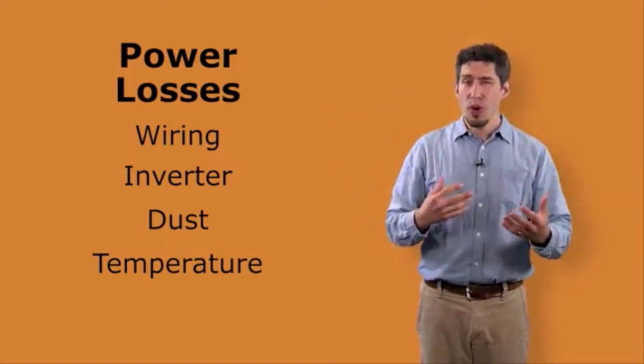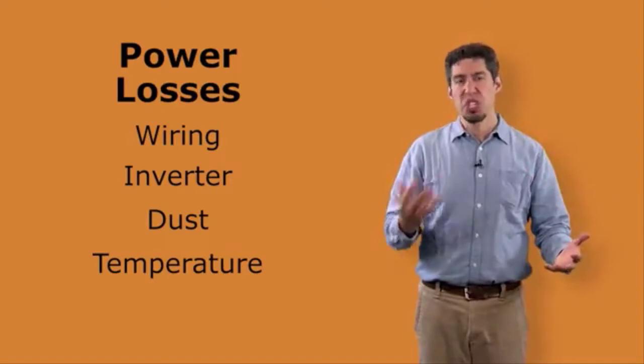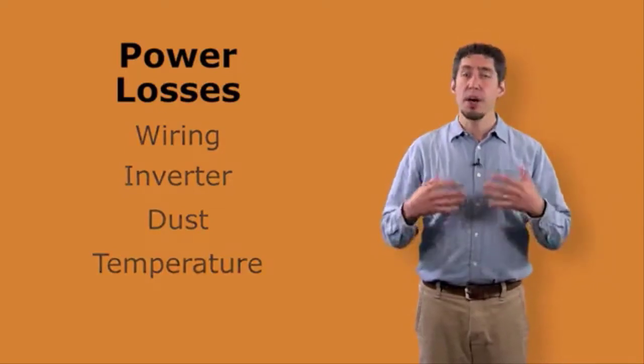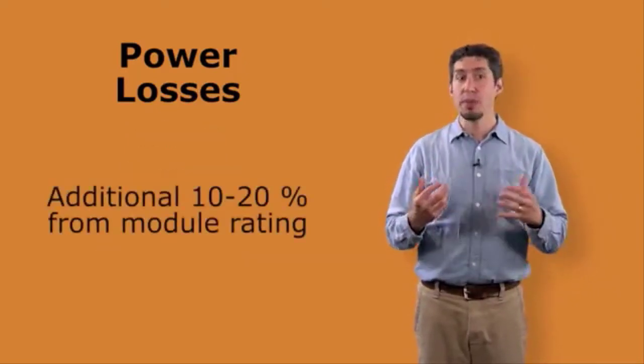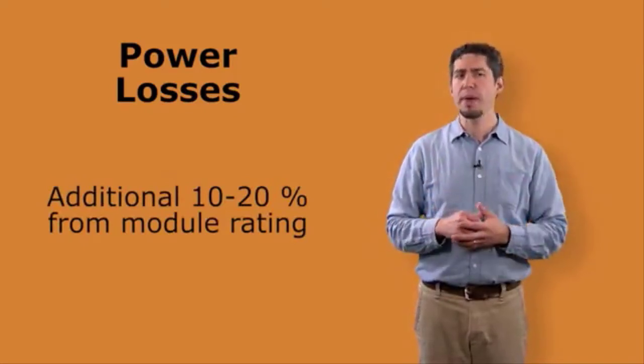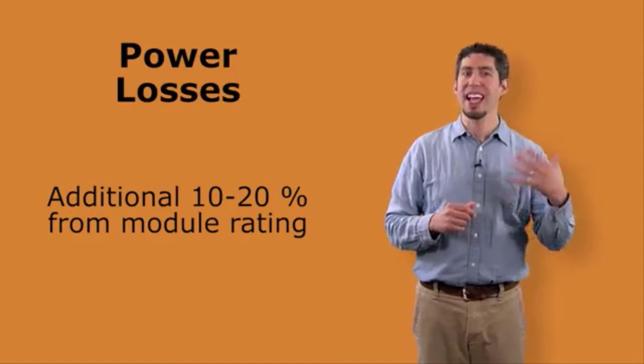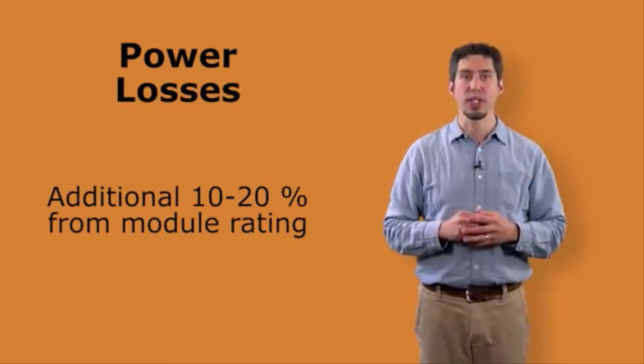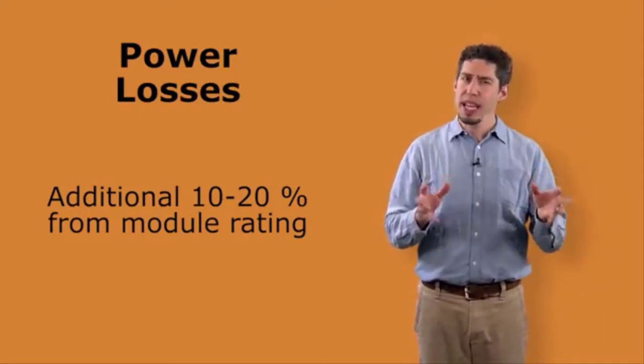So overall, between the wiring mismatch, dust, and temperature losses, a module loses about 10 to 20% from the nameplate or panel rating itself. So the true power that's delivered by a panel is only about 80 to 85% of what's listed. So we need to plan for that as we size our system.